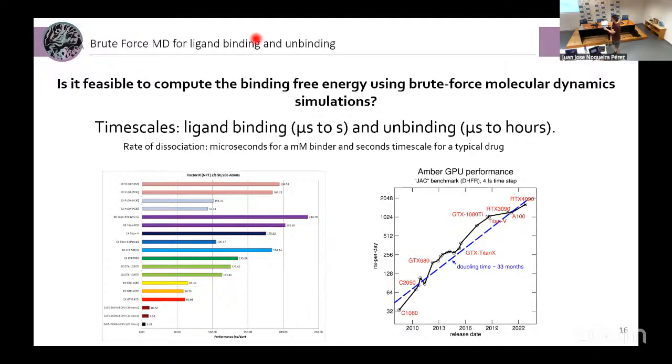Okay, so now a lot of MD simulations are done with GPUs. And now with the new GPUs, more or less for a small protein, you can obtain a few hundreds of nanoseconds per day. So now imagine that we want to simulate the ligand binding or unbinding. If we want to arrive to a second time scale, it's almost impossible with conventional MD simulations.